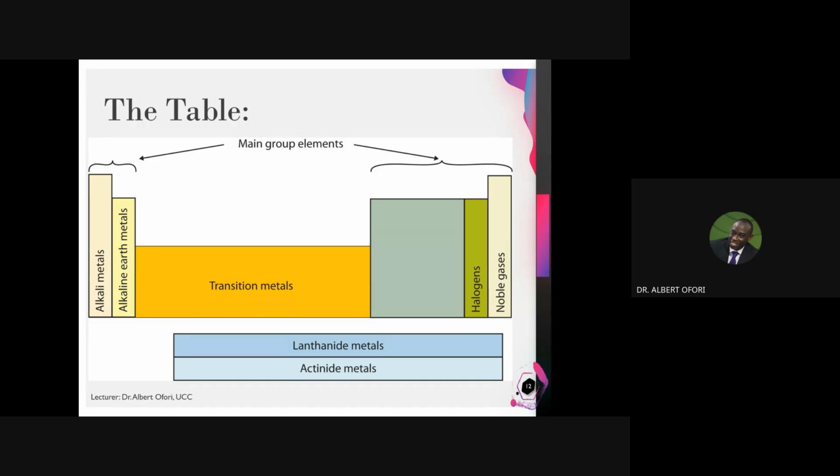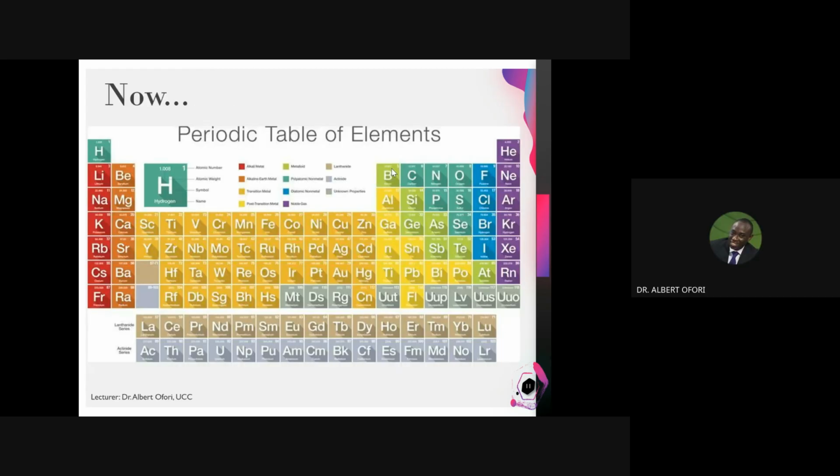Now, group 1 from the main group is called the alkali metals. Group 2 is called the alkaline earth metals. When we go to group 3, which is the boron group, we call it the boron family. Then you go to carbon, which we call the carbon group or the coal group. So carbon, silicon, and those. Then we go to the nitrogen family, which we call the pnictogens. Then we have the oxygen family. Then we have the halogens.